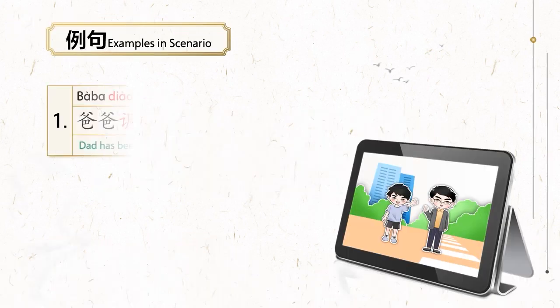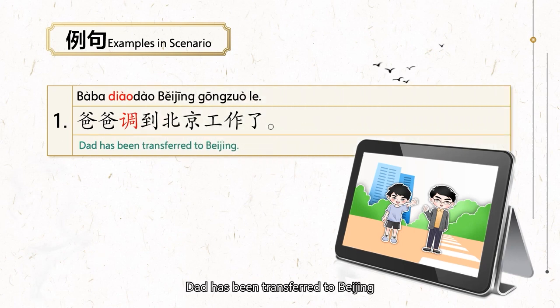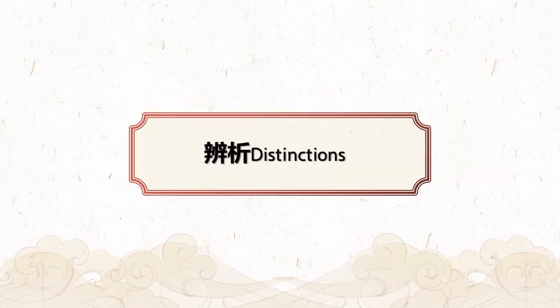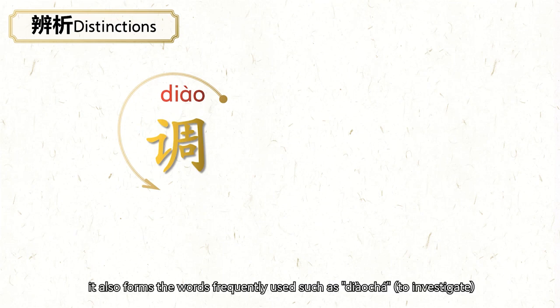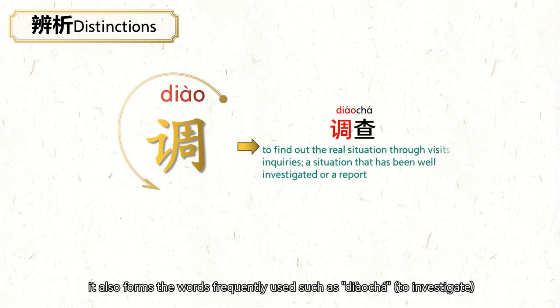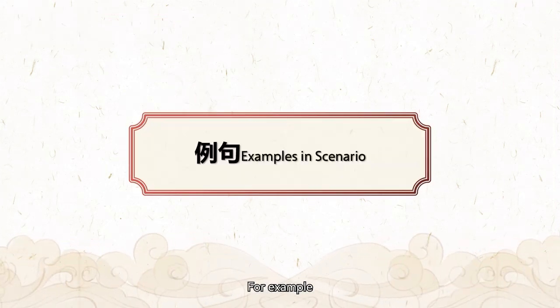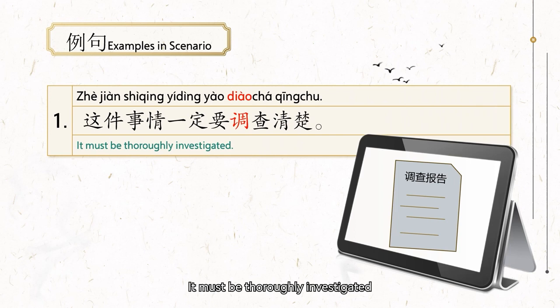For example, 1. 爸爸调到北京工作了。2. 他被调去了新公司。When it is read as 调, it also forms the words frequently used such as 调查, 强调, and so on. 调查 can be used as a verb that means to find out a real situation through visits and inquiries. For example, 这件事情一定要调查清楚。It can also serve as a noun which refers to a situation that has been well investigated or a report.